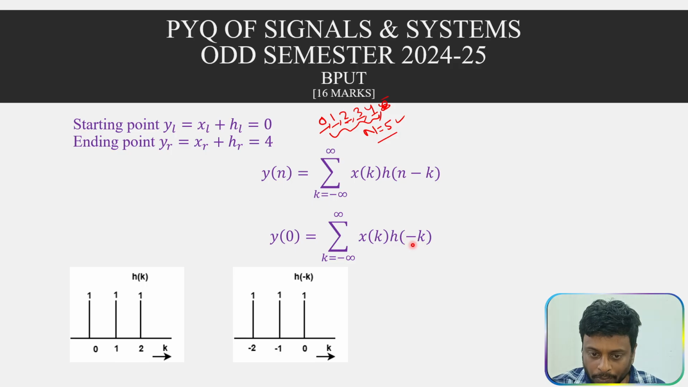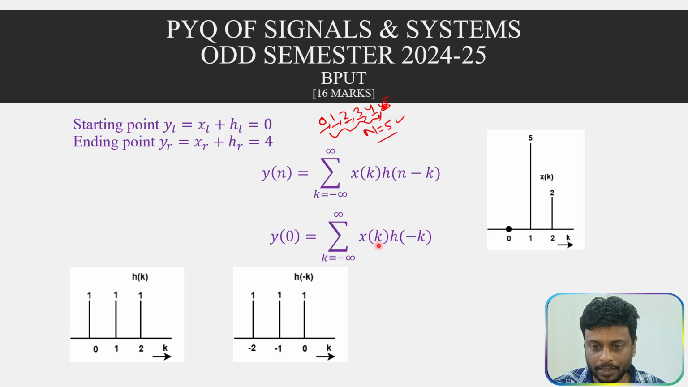So that will be multiplied with x of k. So what is x of k? This is our x of k. So this x of k and h of minus k will be multiplied. You can see what the common points are. Only 0. So 0 into 1 will be 0. So y of 0 equal to 0. The 5 is at 1, and there is no sequence at 1. There is no sequence at 2 also. So only the common points are multiplied, and all others will be 0. At 0 it is 0, so 0 into 0 will be 0.